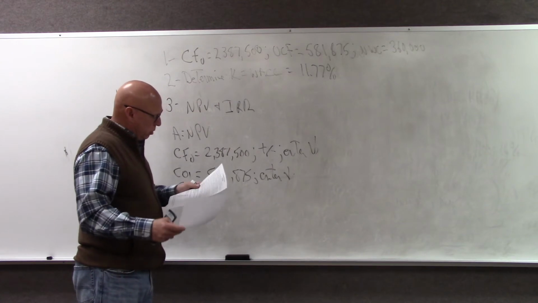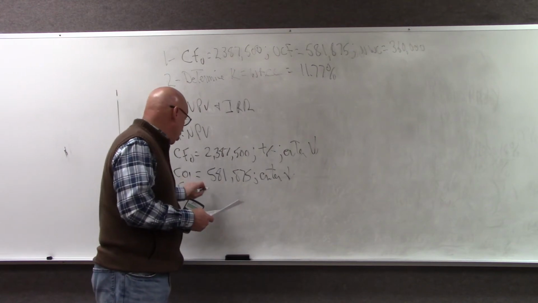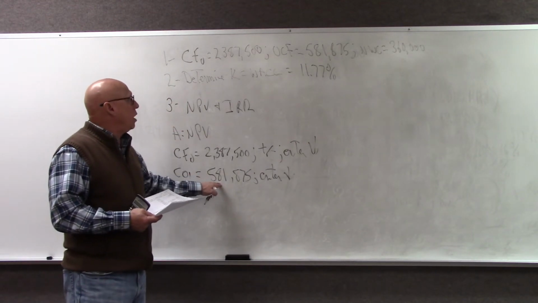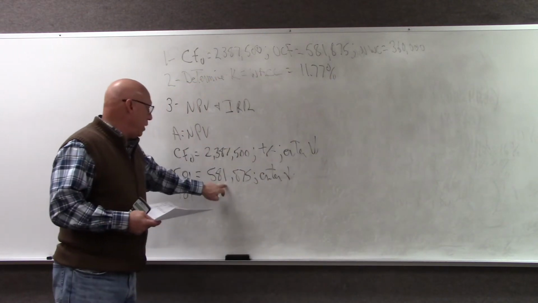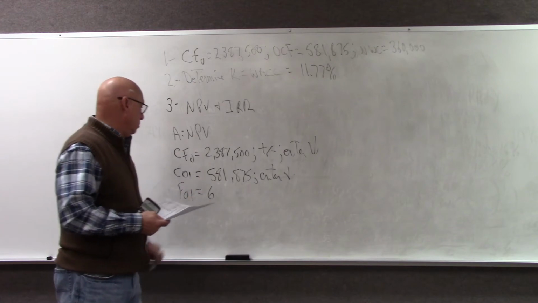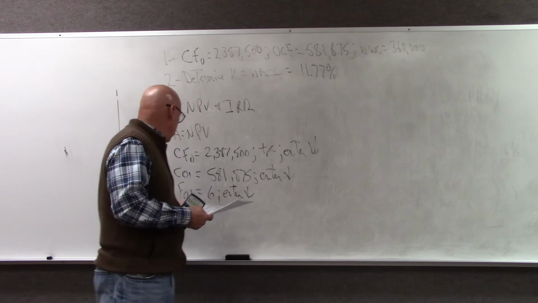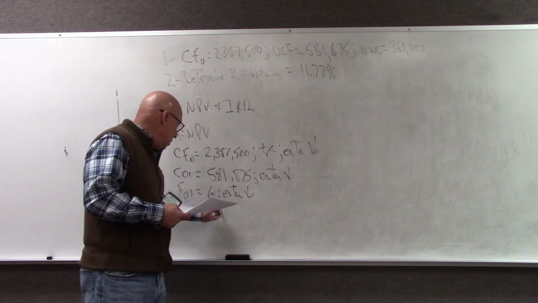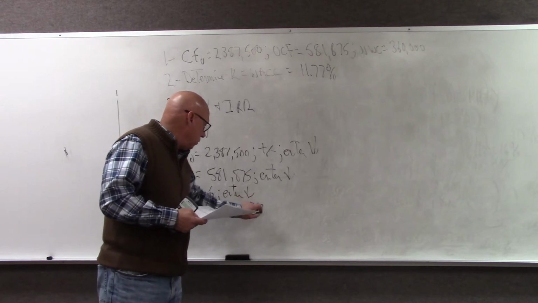Let's see, how long is this project? Residual value, 7 years. FO1 is equal to 6. Why? Because in the 7th year, we get this plus we get 360. So we're going to get 581,875 for 6 years. Enter, down arrow. CO2 is equal to 581,875 plus 360,000.